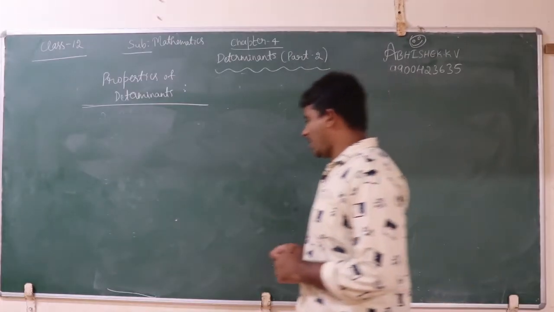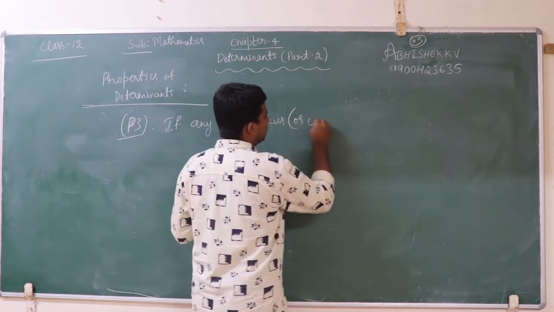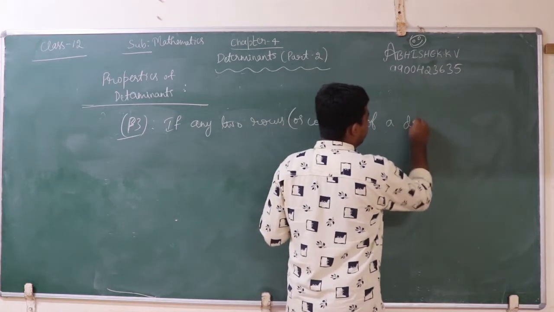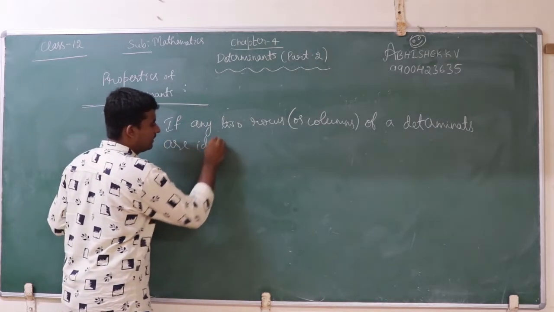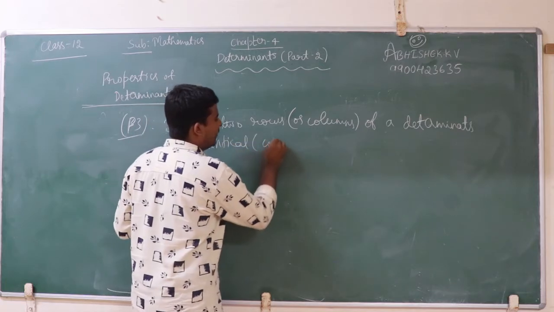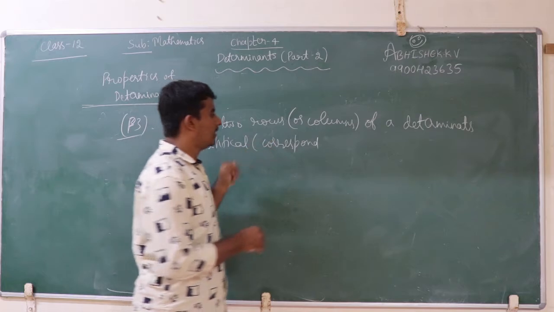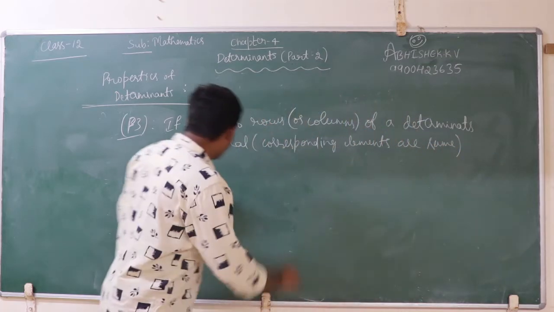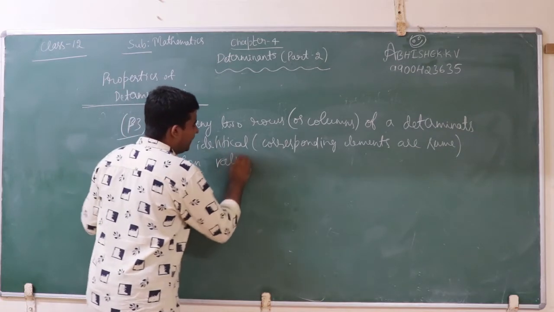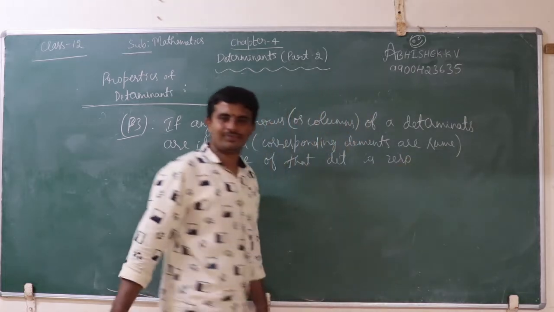Yes, then I move on to the third property of determinant. The property 3 says if any two rows or columns of a determinant are identical, this means the corresponding elements are the same, simply call it identical, then the value of the determinant is 0. Value of the determinant is 0.